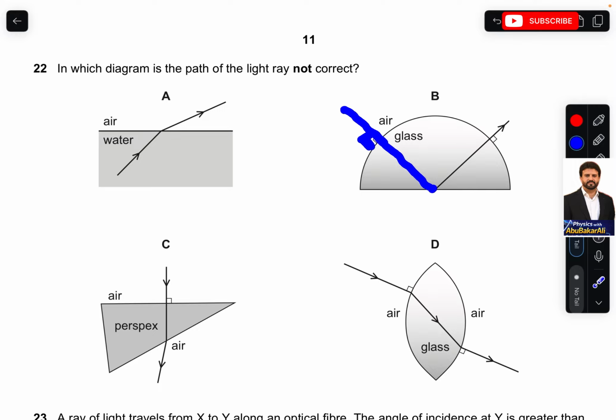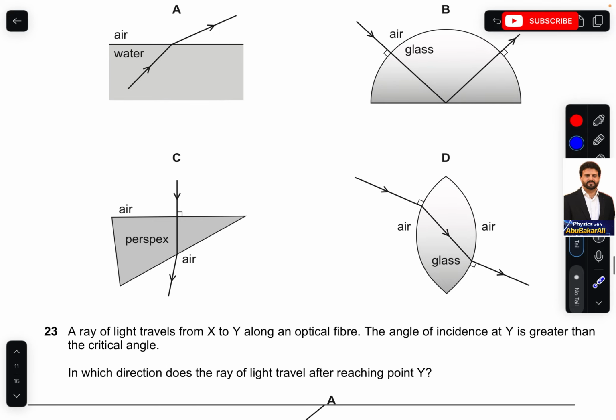Total internal reflection is happening and it will then again not bend because the angle is 90. It is moving parallel to the normal. Okay, it's also correct. And C, it is moving parallel to the normal. It will go straight, then it will be striking there. If I draw the normal here, the normal will be like this and it is bending away from the normal again. It is also correct.